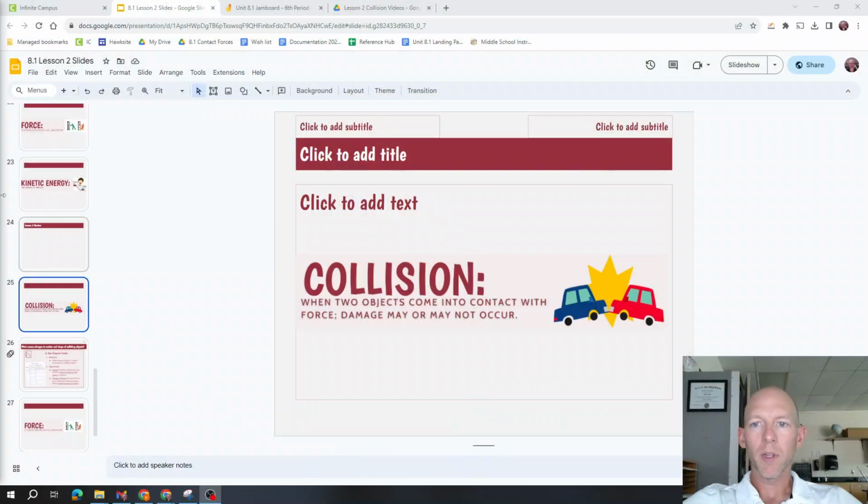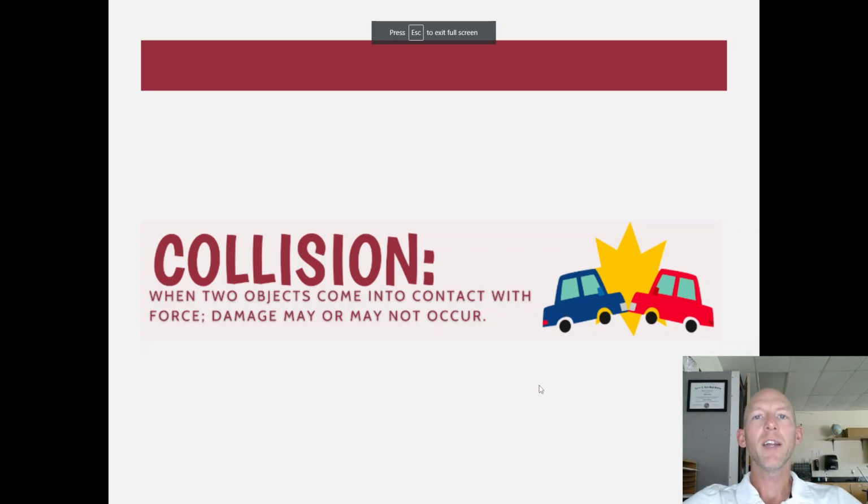So in Lesson 2, this is like a crash course in Lesson 2, which is funny because we've been investigating collisions. Here, let me switch to my other thing. So remember, a collision is when two objects come into contact with each other. Damage can, but doesn't always occur. So we have been investigating collisions. We ran a whole bunch of things into each other.